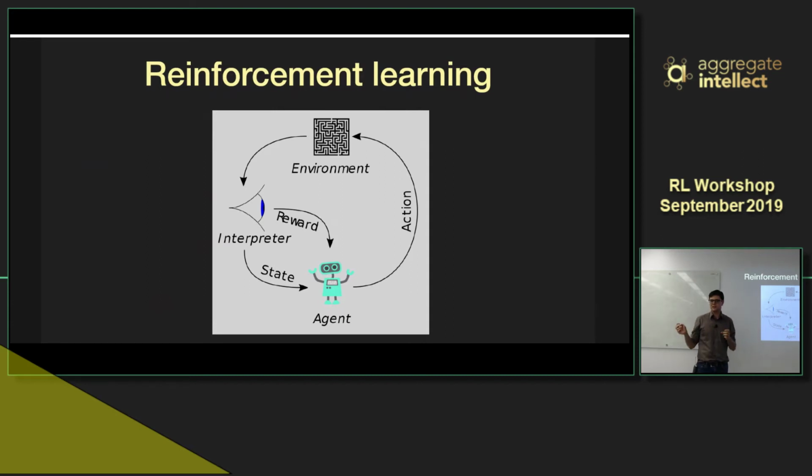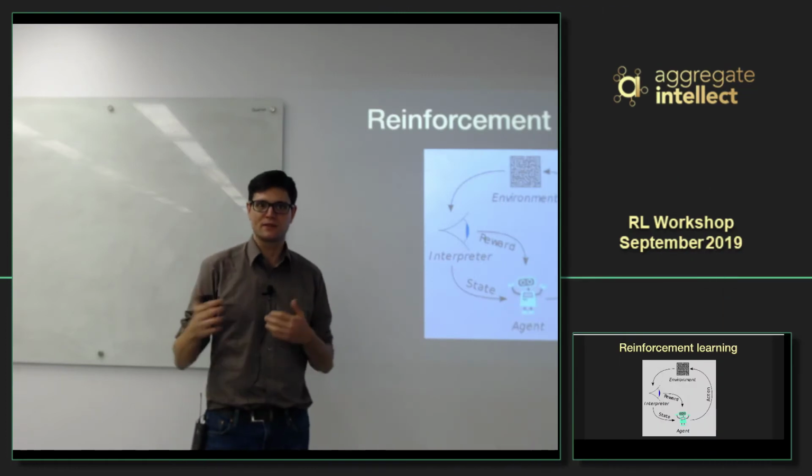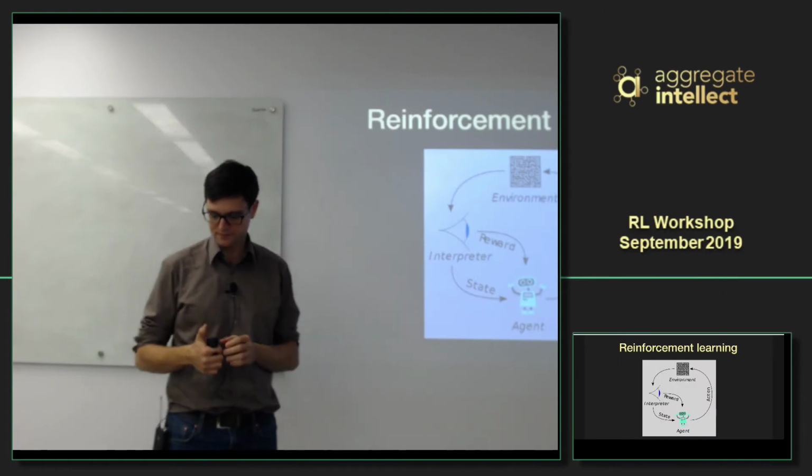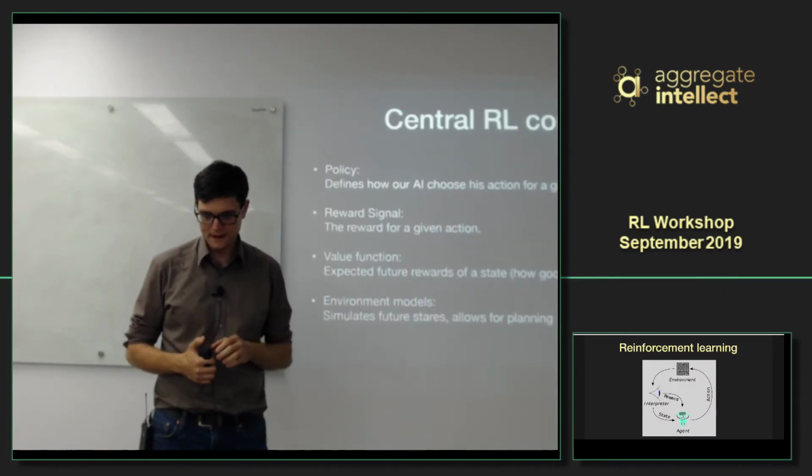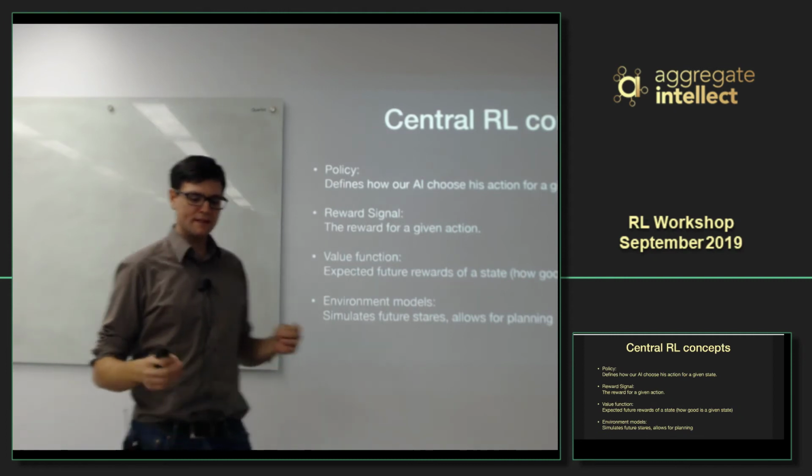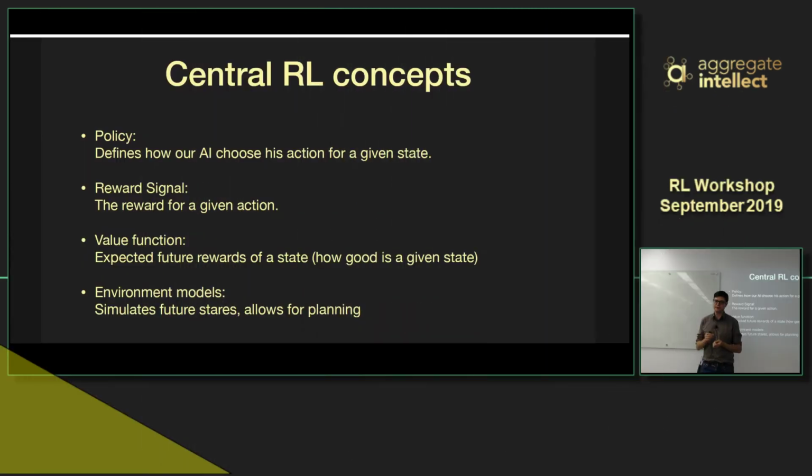But there are also episodes or games or environments that are unlimited. They can just go forever. And when you do the training there, you can say, okay, after 500 steps or 600 steps, I just stop. These are four central reinforcement learning concepts which we will learn today.